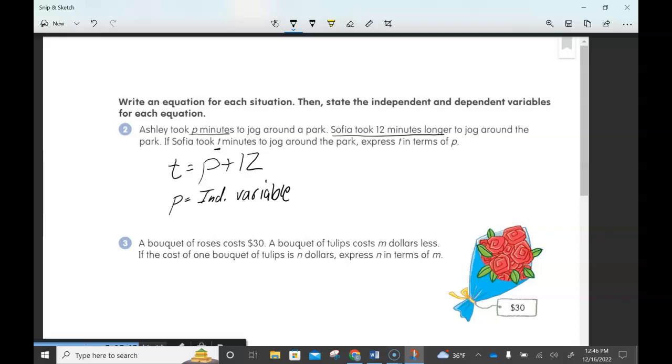Now the dependent variable is going to be t. In order for t to change, p will need to change as well. So if, let's say, we put 5 there, it took Ashley 5 minutes plus 12 minutes, it would take Sophia 17 minutes. So t is going to change only dependent upon p changing. So t would be the dependent variable.